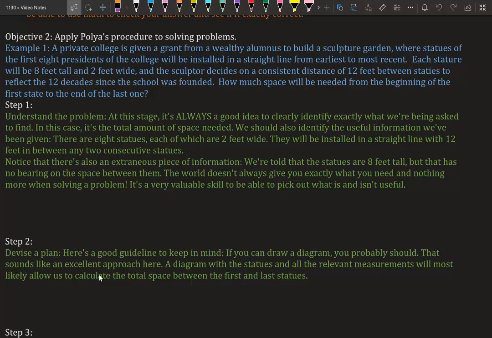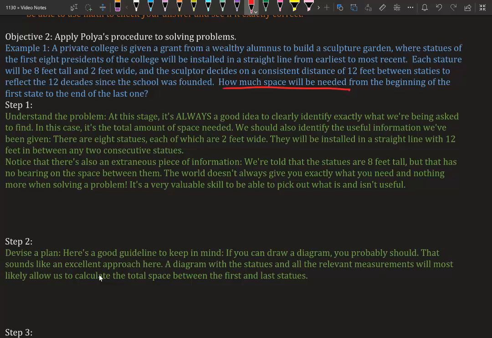So the first thing we need to do is understand the problem. At this stage, it's always a good idea to clearly identify exactly what we're being asked to find. In this case, it's the total amount of space needed. It says how much space will be needed, so that's exactly what we're trying to find.